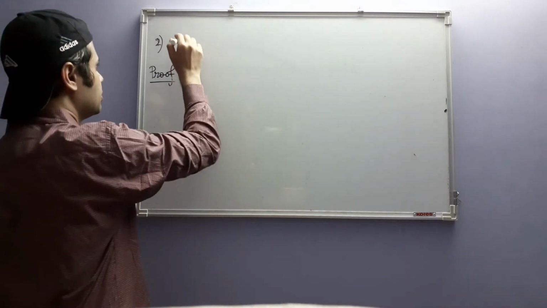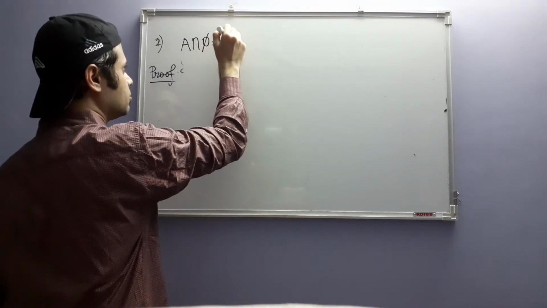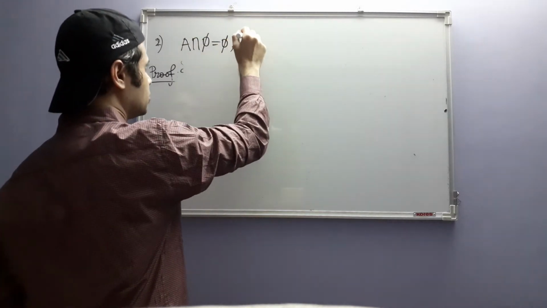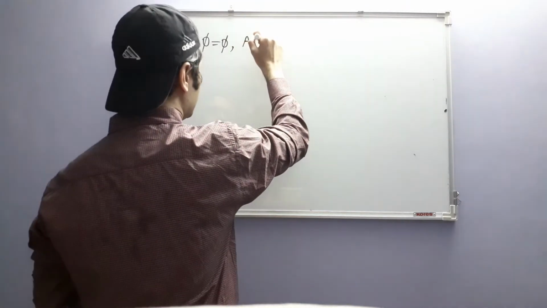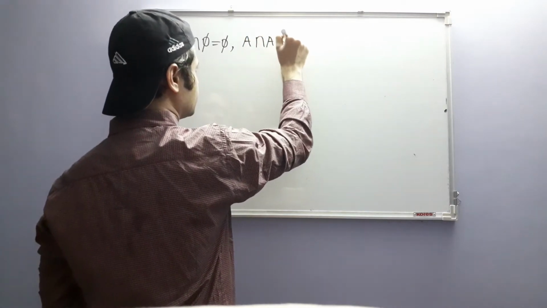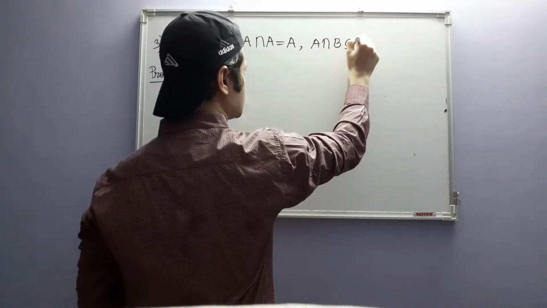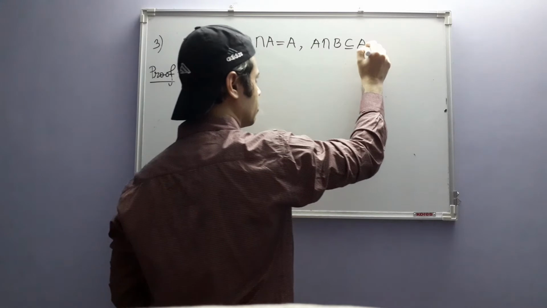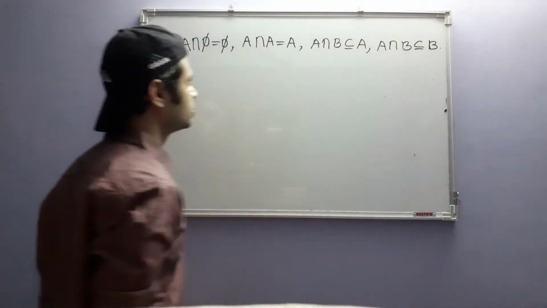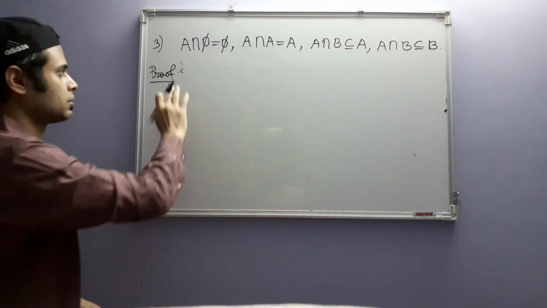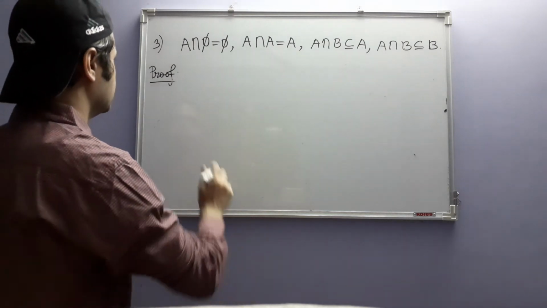Oh yes, A intersection empty set is equal to empty set. This is 3. A intersection A is equal to A. A intersection B is a subset of A, and also A intersection B is a subset of B. So these are the things in the third subdivision, or the third property or set of properties.